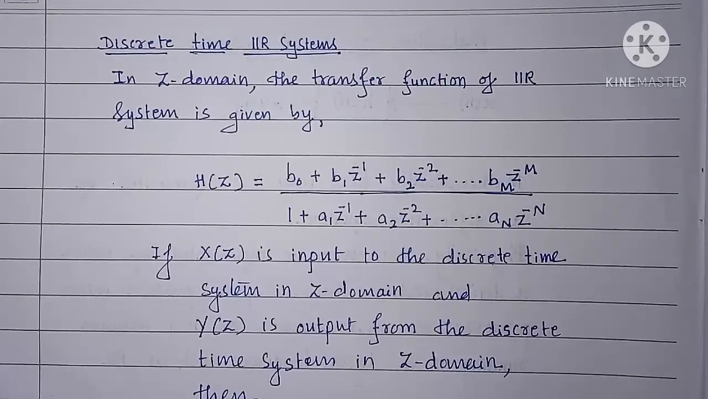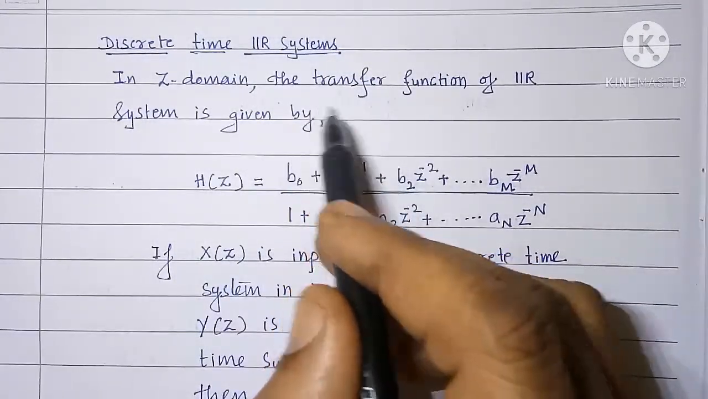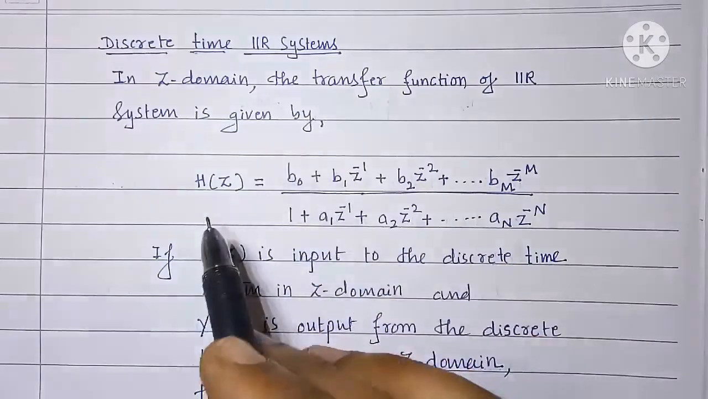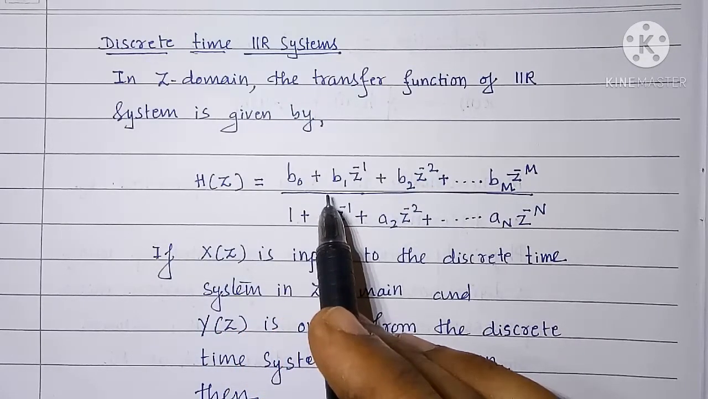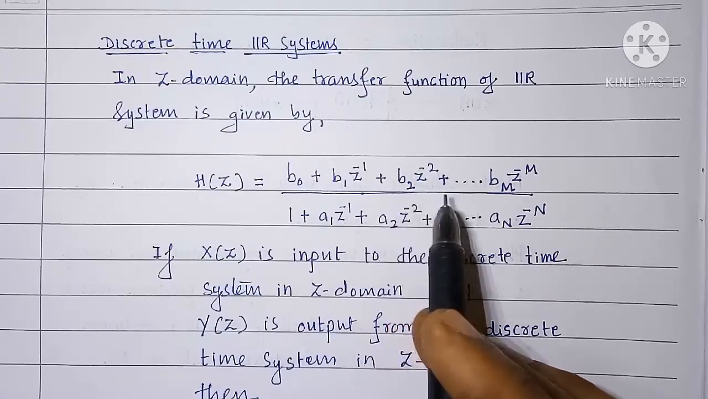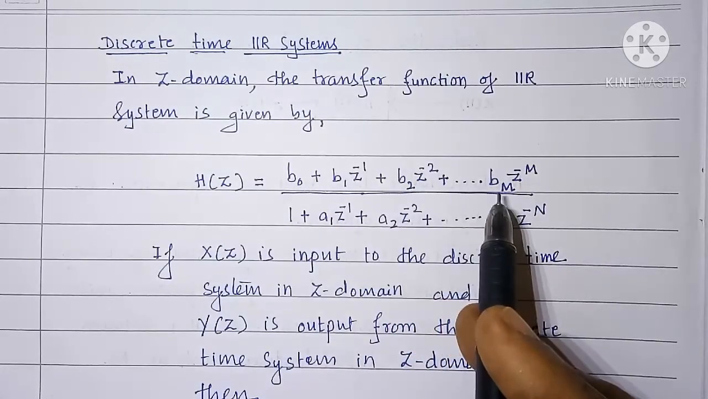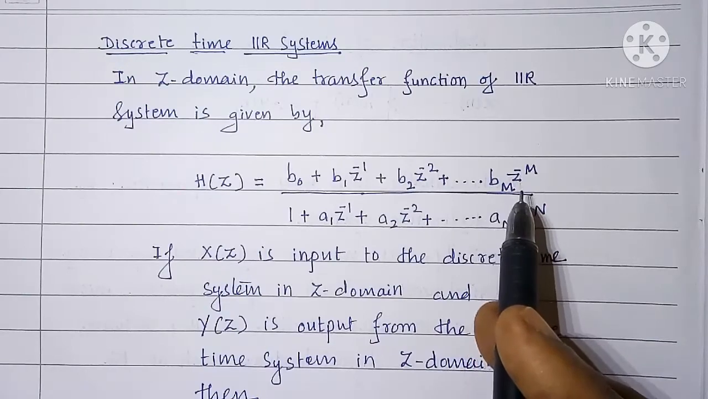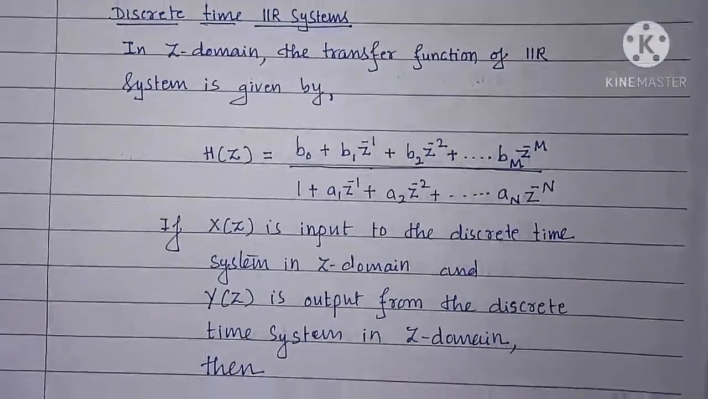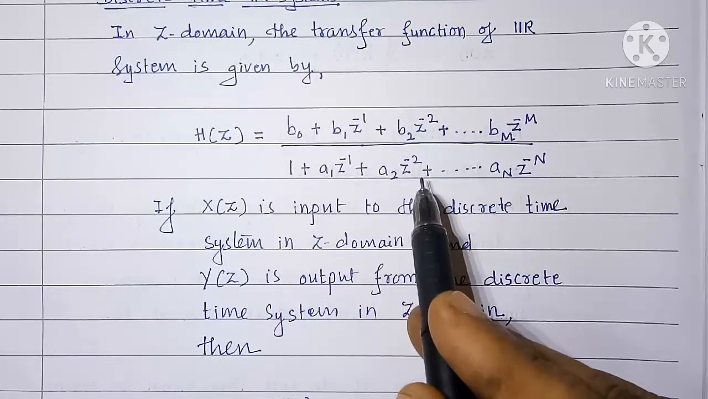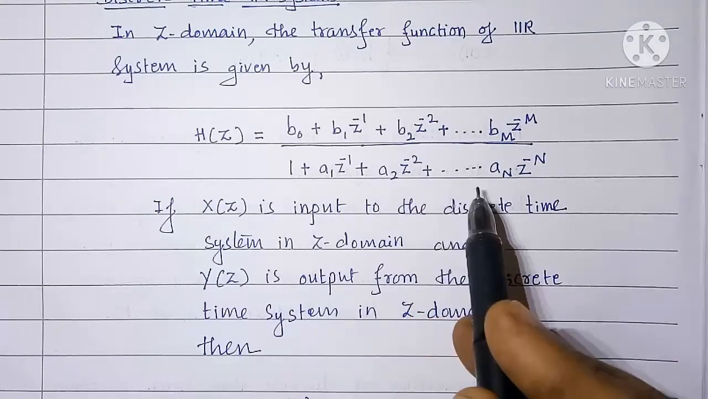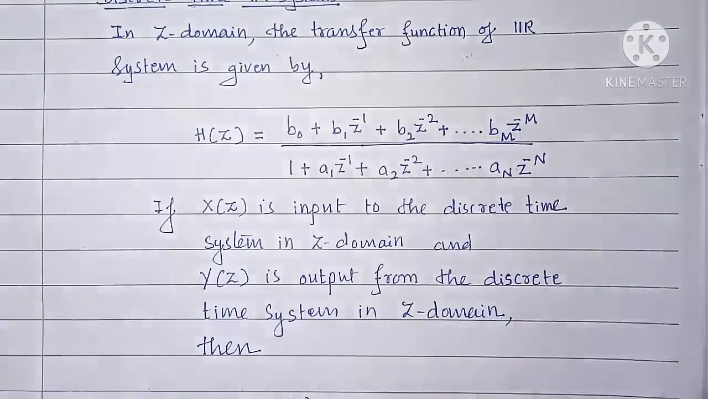Dear students, in last class we have studied the transfer function of IIR system in Z domain, that is H of z equal to b0 plus b1 z raised to minus 1 plus b2 z raised to minus 2 plus and so on up to bm into z raised to minus m by 1 plus a1 z raised to minus 1 plus a2 z raised to minus 2 plus and so on up to an z raised to minus n.